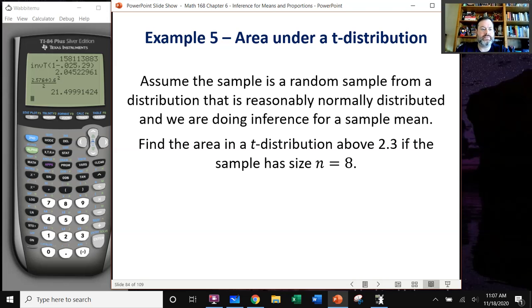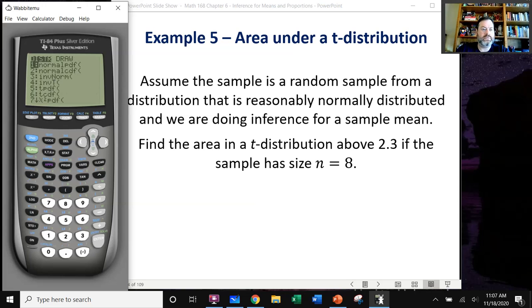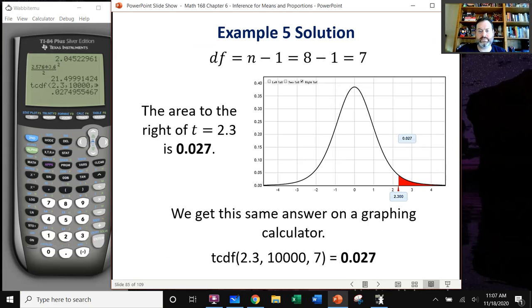So the idea here is we're going to do TCDF, so it's number 6. We want to go above 2.3, so 2.3 is our lower. The upper, just pick a big number, doesn't matter, 10,000 is fine. The DF, well, the DF is just 8 minus 1, right? It's always the sample size minus 1. And always round to whatever you're instructed to round on the homework. So in this case, I rounded to 3 decimal places.